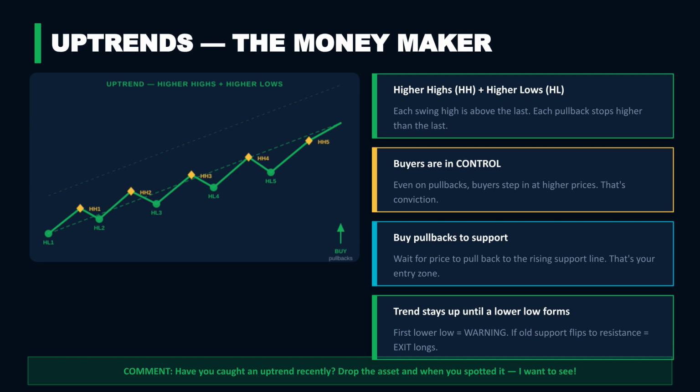Let me show you the uptrend. This is where the money is made. In an uptrend, every single low is higher than the previous low, and every single high is higher than the previous high. What does this tell you? Buyers are winning. They're not backing down. Even when price pulls back, they step in at higher prices. That's buying pressure. In an uptrend, where do we trade? We look for bounces at support. We buy on pullbacks. We ride the trend up.